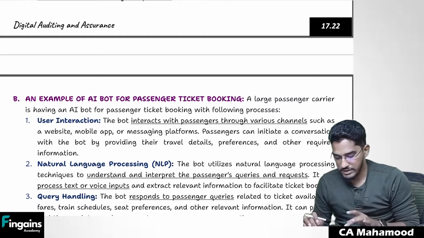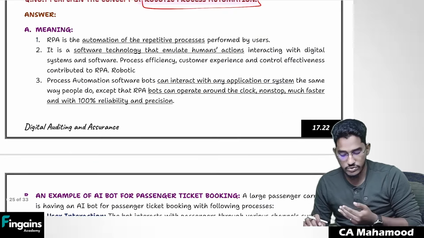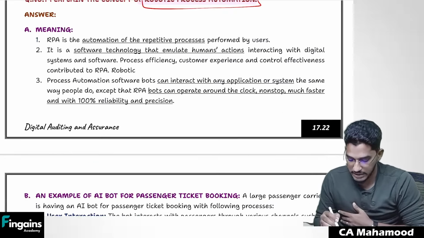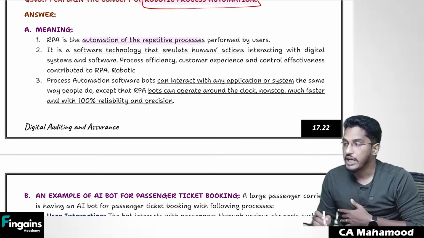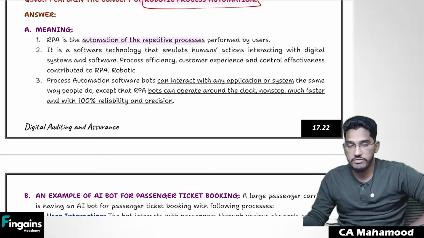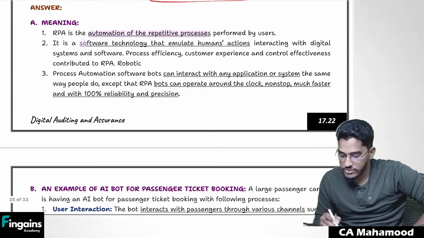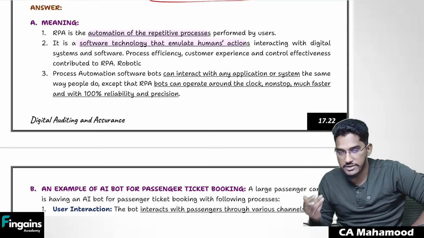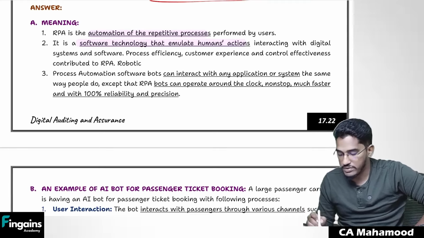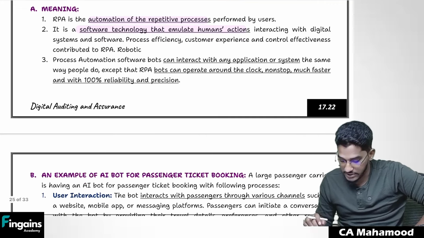So with this background understanding, whatever I have told, just go through the answer and you will be able to understand. RPA means automation of a repetitive process which is performed by users. It is a software technology that emulates and replicates human actions, interacting with digital systems and software. Process efficiency and customer experience can all be achieved.